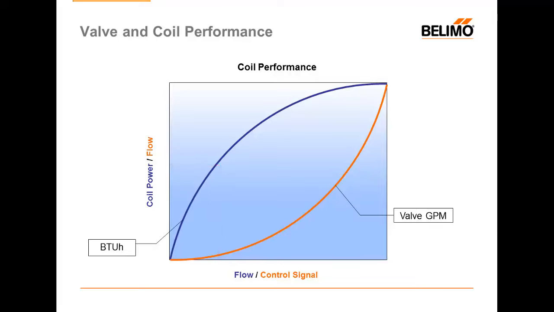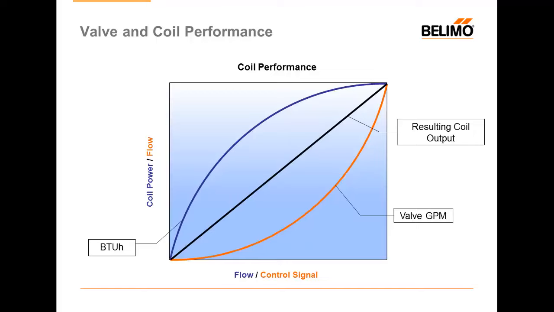The net resultant of these two curves would be that the control signal related to coil power would be somewhat linear in nature, and that is what we're able to control with our coil. This is why most control valves have what's known as an equal percentage flow characteristic, so that we are equal and opposite to the behavior of our coil.